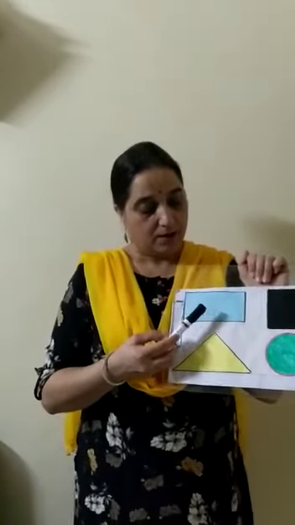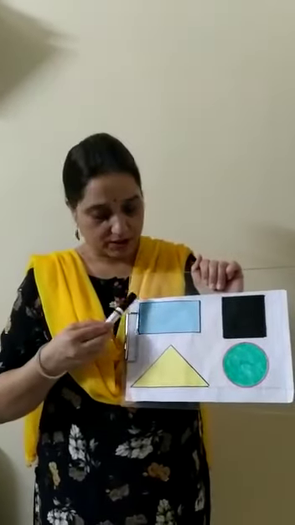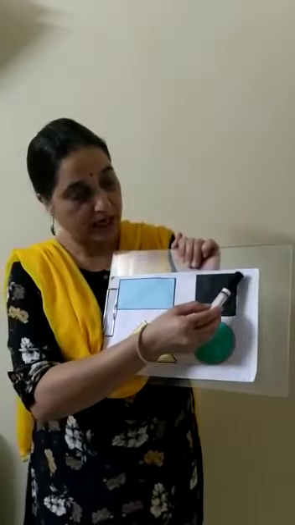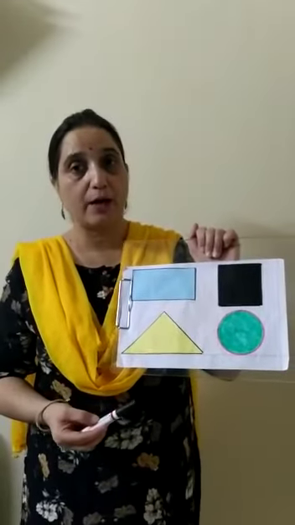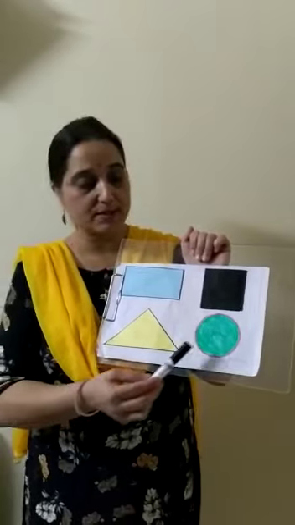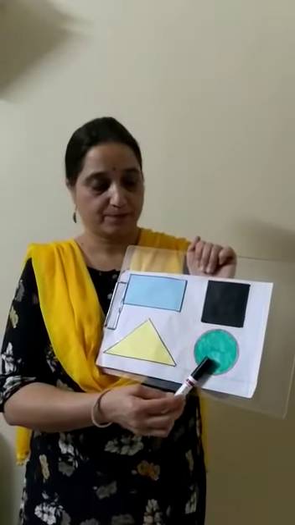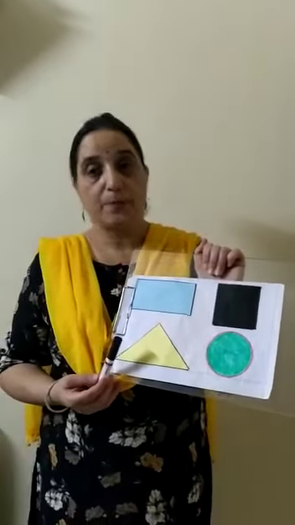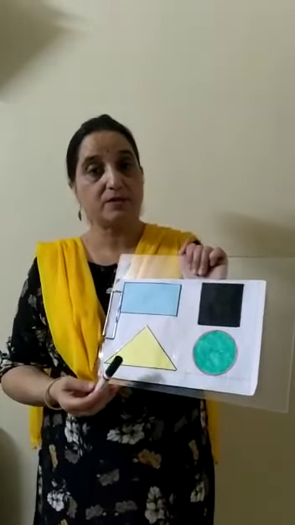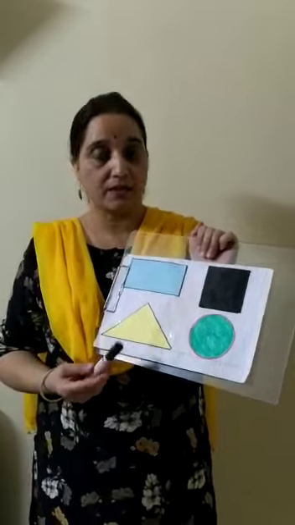Now, rectangle also has 4 corners, 1, 2, 3 and 4. Square, 1, 2, 3 and 4, 4 corners. Triangle, 1, 2 and 3, 3 corners, and circle, no corner. So, today our topic is based on corners. Can we give names to these corners? Let's see.